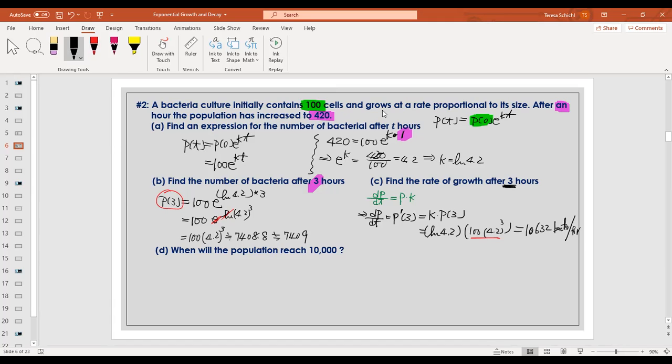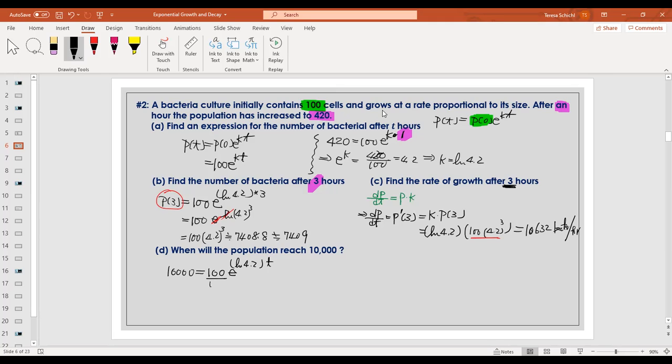Okay, so the last part of this problem is when the population will reach 10,000. Now you just put in your P(t). So 10,000 is P(t). You initially start with 100, times e to the Kt, where K is the natural log of 4.2, times t. Am I right? Okay, so now you can solve it.